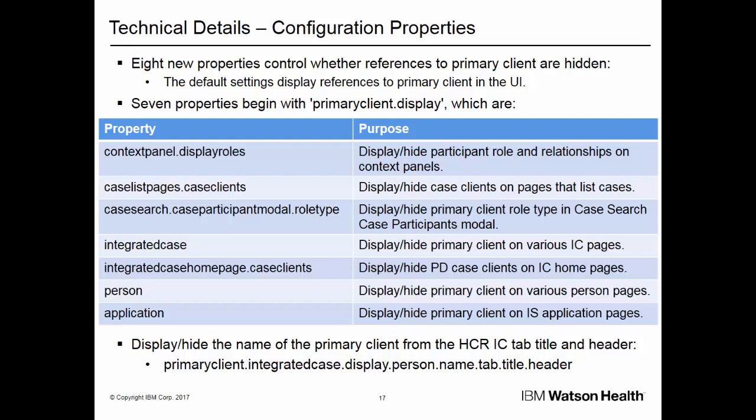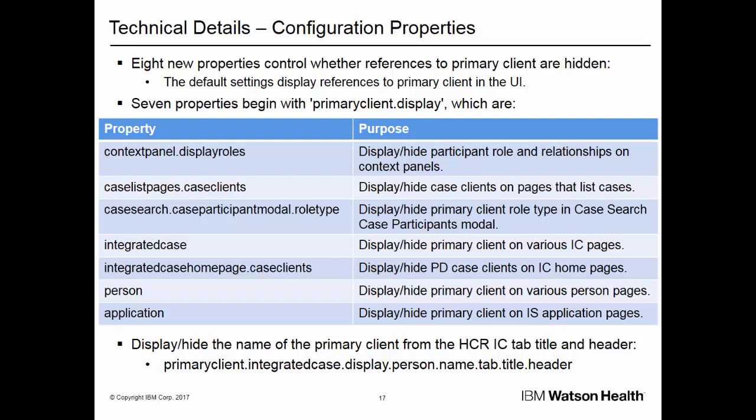Note that the first six properties are for income support and HCR, while the primaryclient.display.application property is for income support only. The primaryclient.display.caselistpages.caseClients property controls whether the label primary client is displayed on SPM platform case list pages that are used by income support, such as My Cases and Case Search.